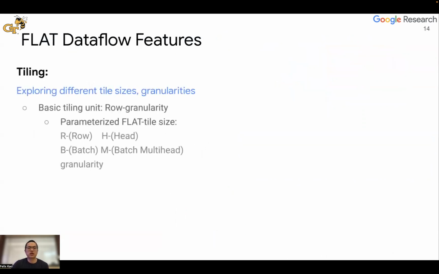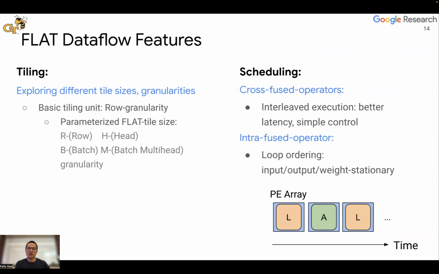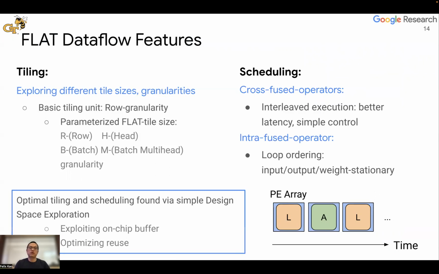Also, on top of the row granularity, we can have other parameterized FLAT tile and scheduling parts. So there is cross-operator scheduling. What I mean is that in our scheduling we compute partial of larger and partial of 10, partial of larger, partial of 10 interleavingly. And also within each operator inside larger, we can decide which input, output, or weight stationary strategy we want to use. As you can see, there are very few hyperparameters that we can tweak, so we can use a very simple design space exploration to optimize our performance.